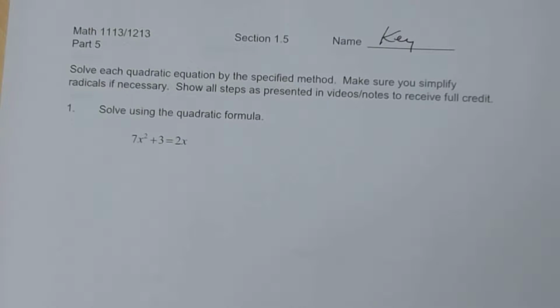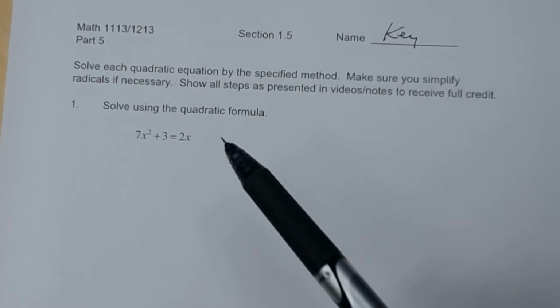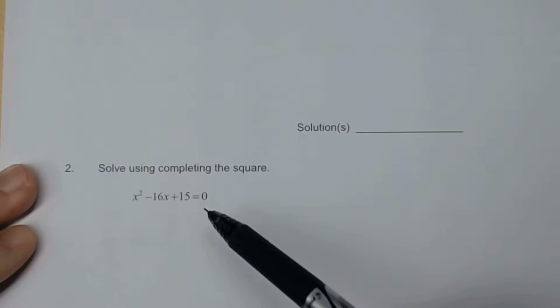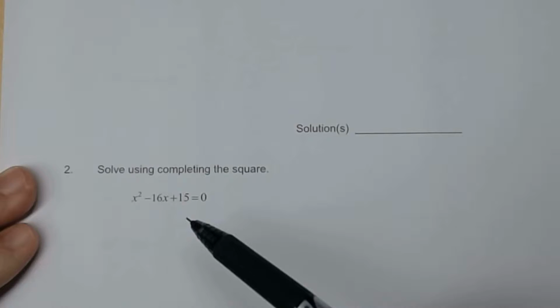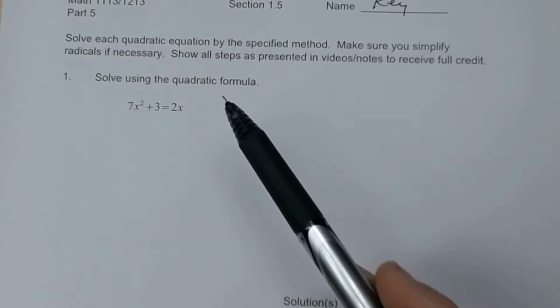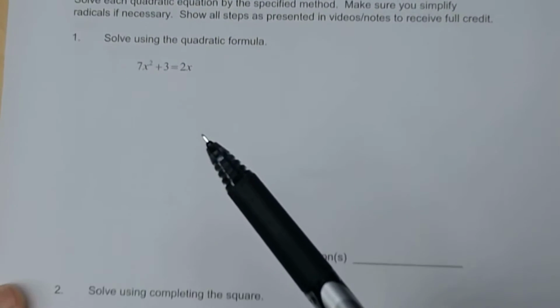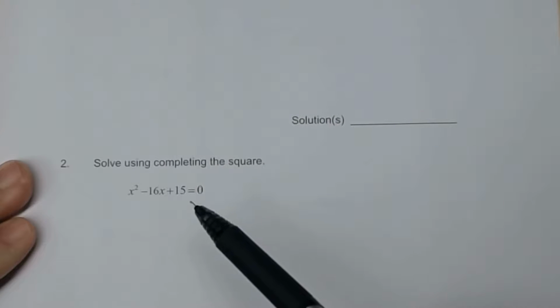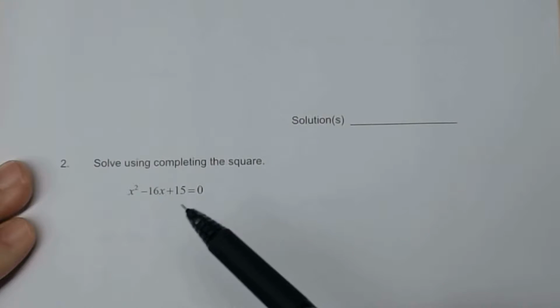This is the key to section 1.5 part 5. In both situations, number 1 and number 2, you're solving quadratic equations. In number 1, you're going to solve it using the quadratic formula, and in number 2, you're going to solve it using completing the square.